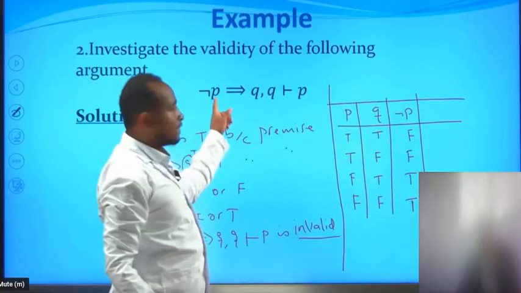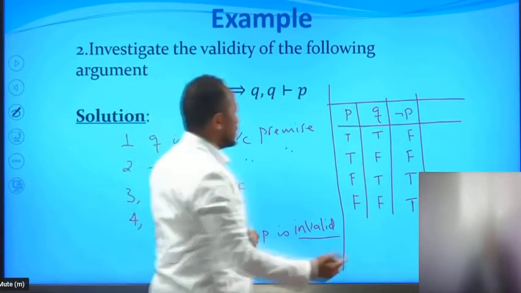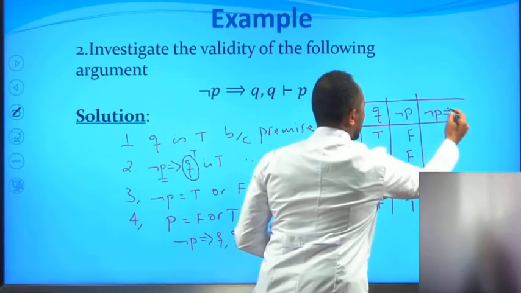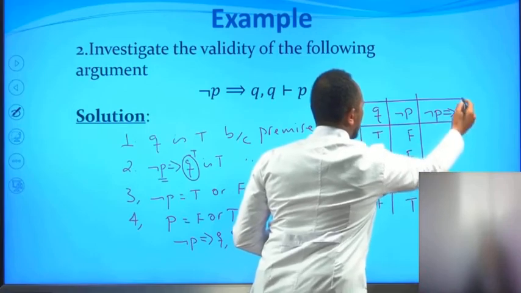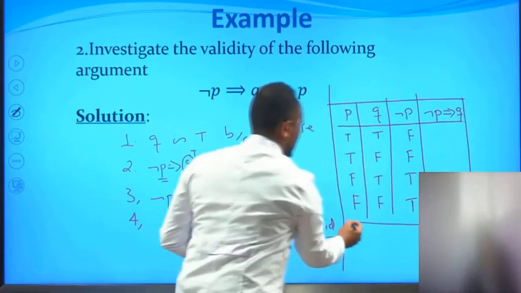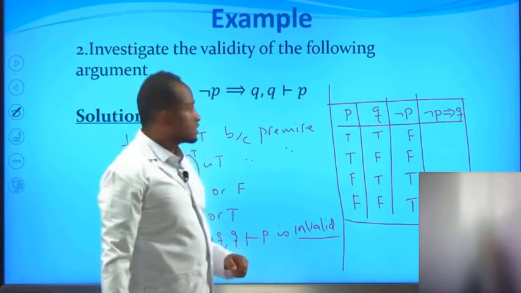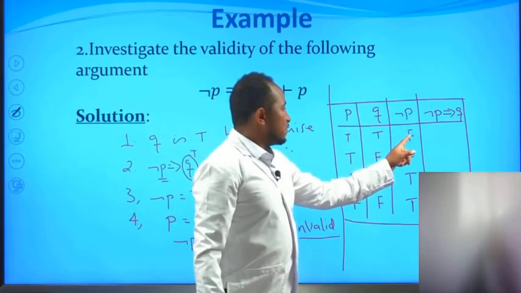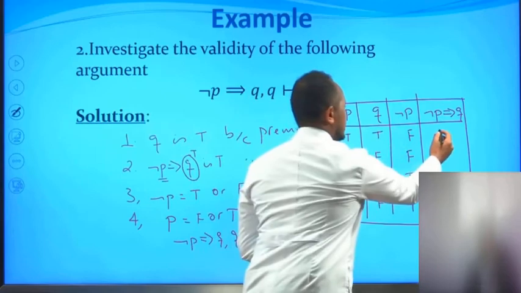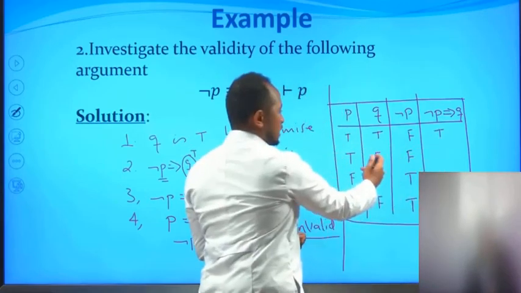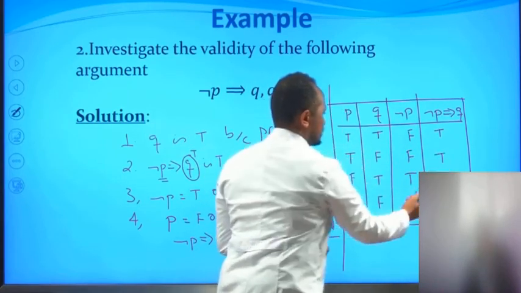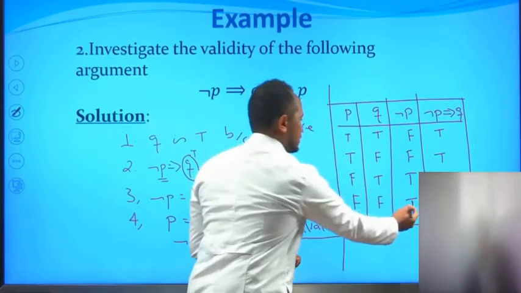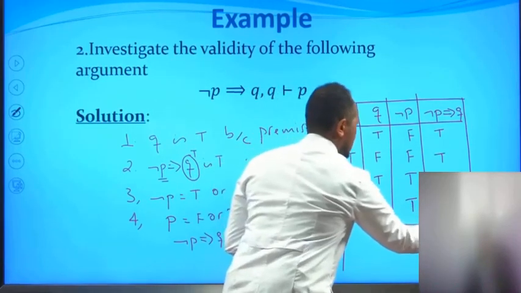Next, let's find negation of P implies Q. Here it is false implies true, it is true. False implies false, it is true. True implies true, it is true. But here true implies false, it is false.